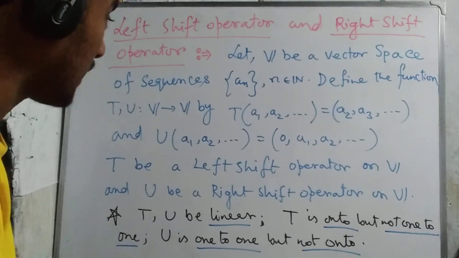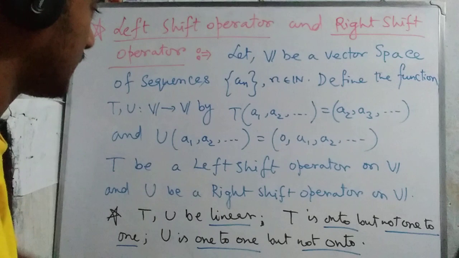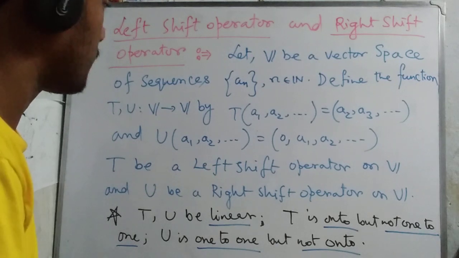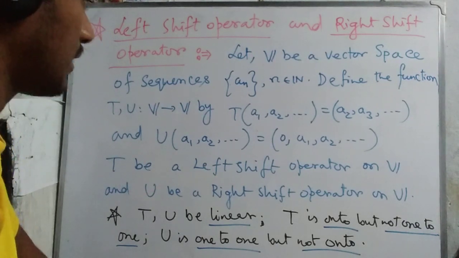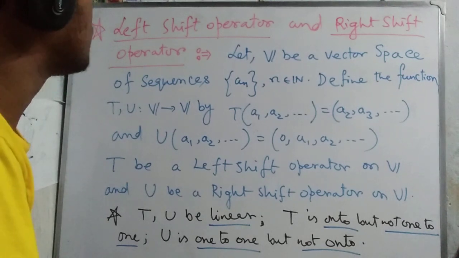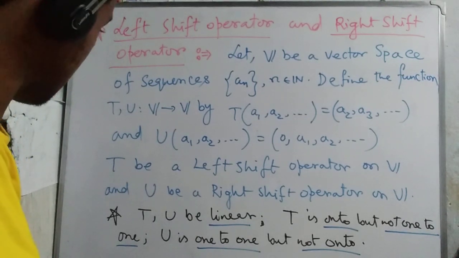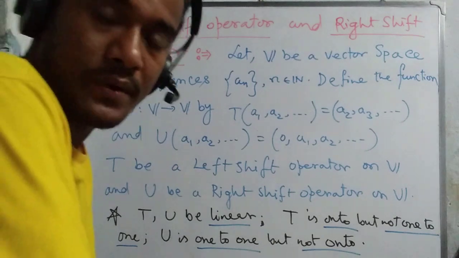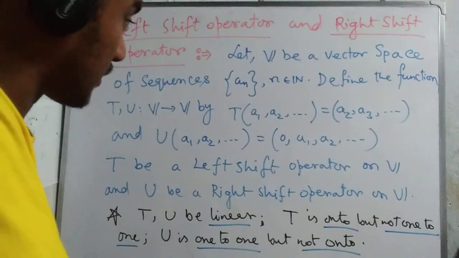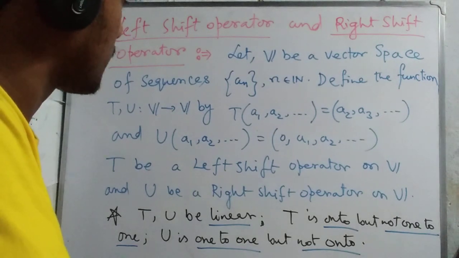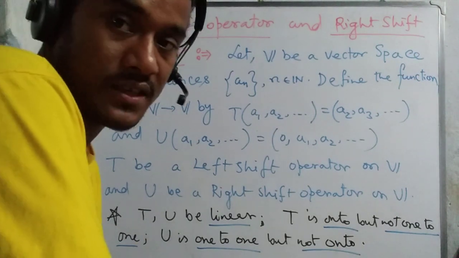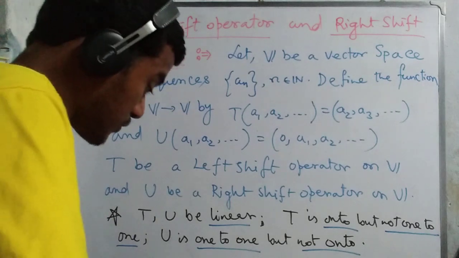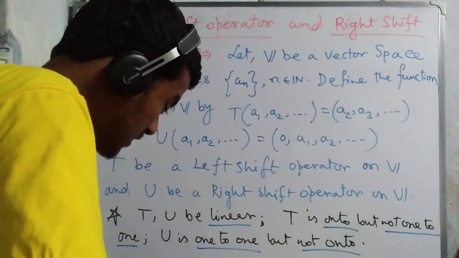Why is U not onto? Because the kernel of T is not 0 and has dimension 1, and in this way T is onto. That means every image has some pre-image. And U is one-to-one, because if a1 is different then the images are different. So we do not talk about this one. We erase that portion and go to further discussion of that.